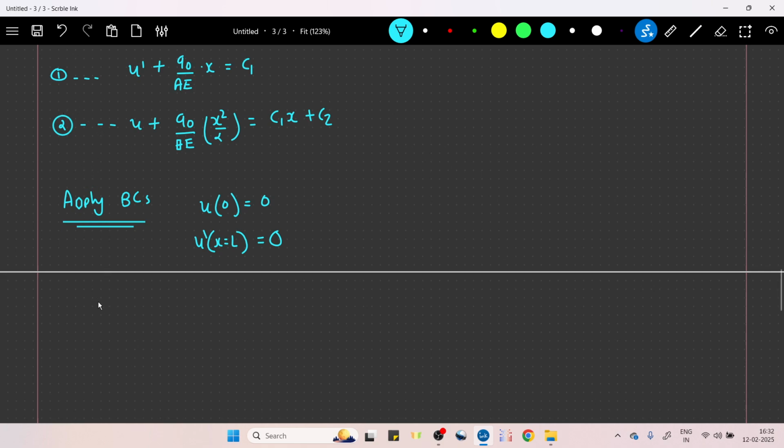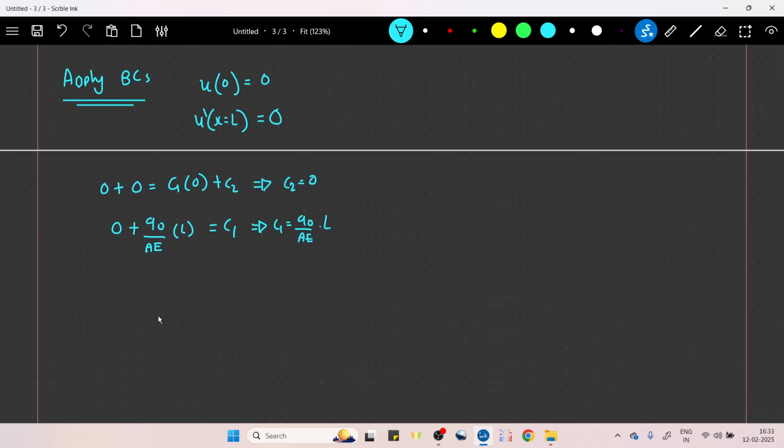So u at 0 equal to 0, putting it in equation 2, I get 0 plus 0 is equal to c1 times 0 plus c2, so I get c2 equal to 0. Putting u' at L into equation 1, I get 0 plus q0 by AE times L is equal to c1. So this c1 is nothing but q0 L by AE.